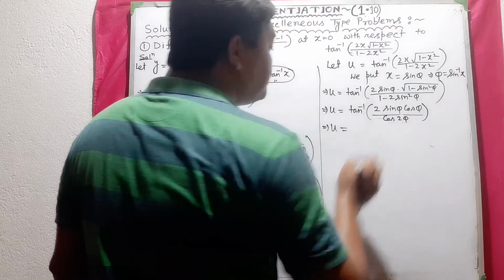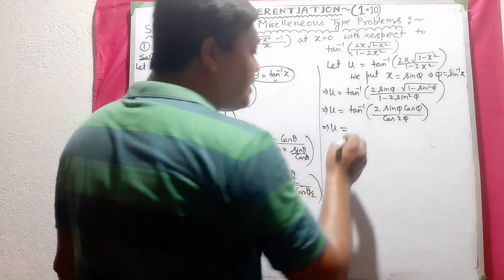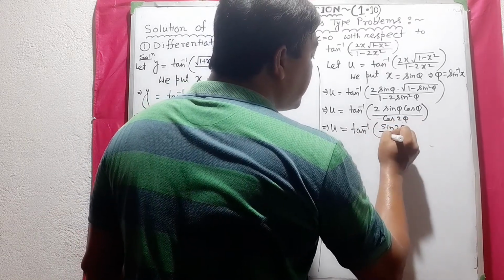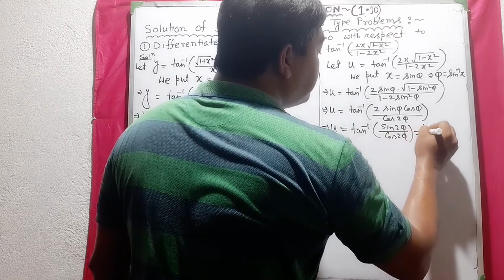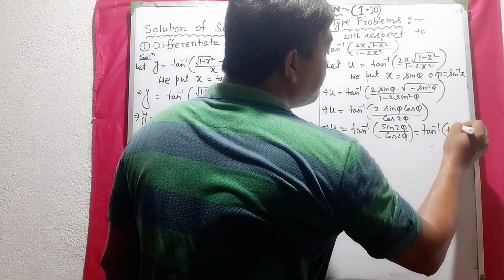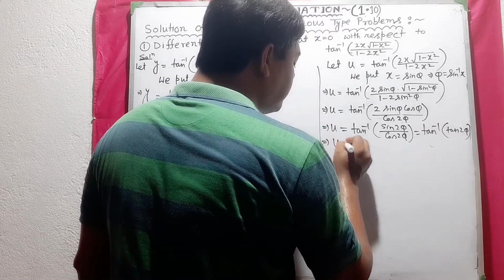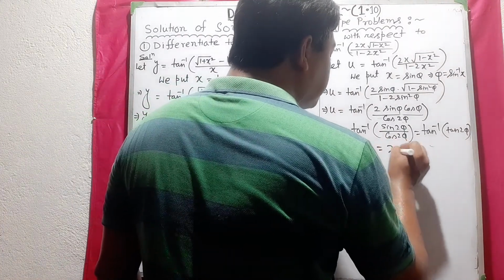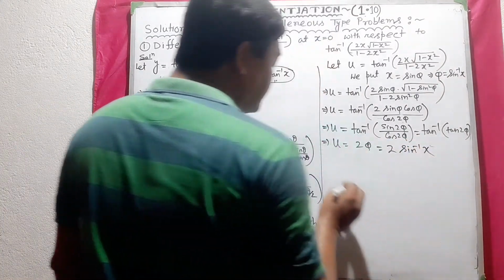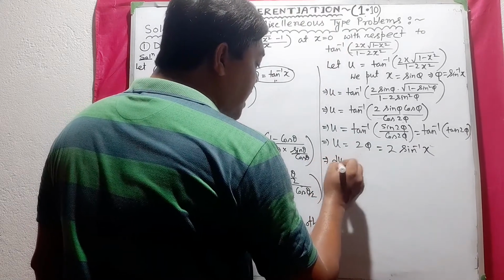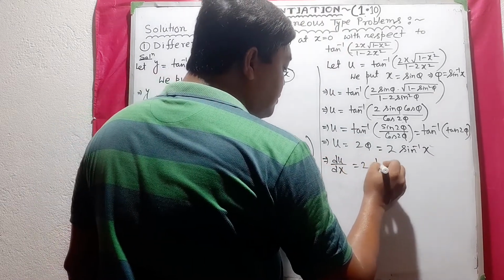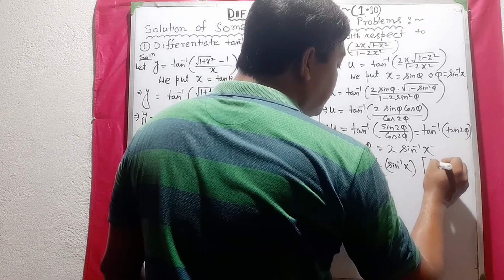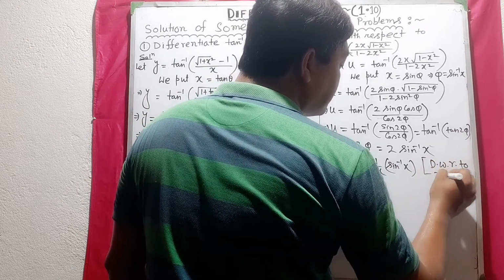So you know that by using multiple angle, 2 sine phi cos phi is sine 2 phi by cosine 2 phi. So that gives tan inverse tan 2 phi. So u equals to 2 phi. And what is my phi? Phi equals to sine inverse x. So that gives 2 sine inverse x. Now differentiate with respect to x, du dx equals to 2 into d dx of sine inverse x. We differentiate with respect to x both sides.